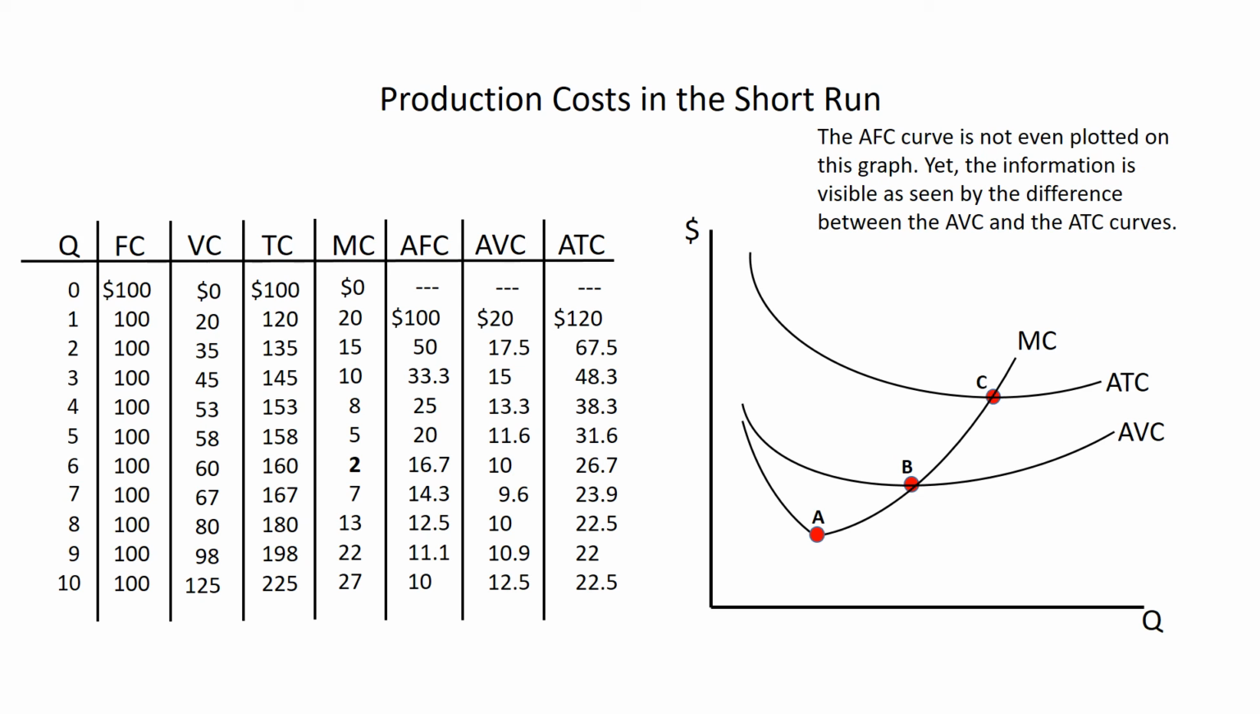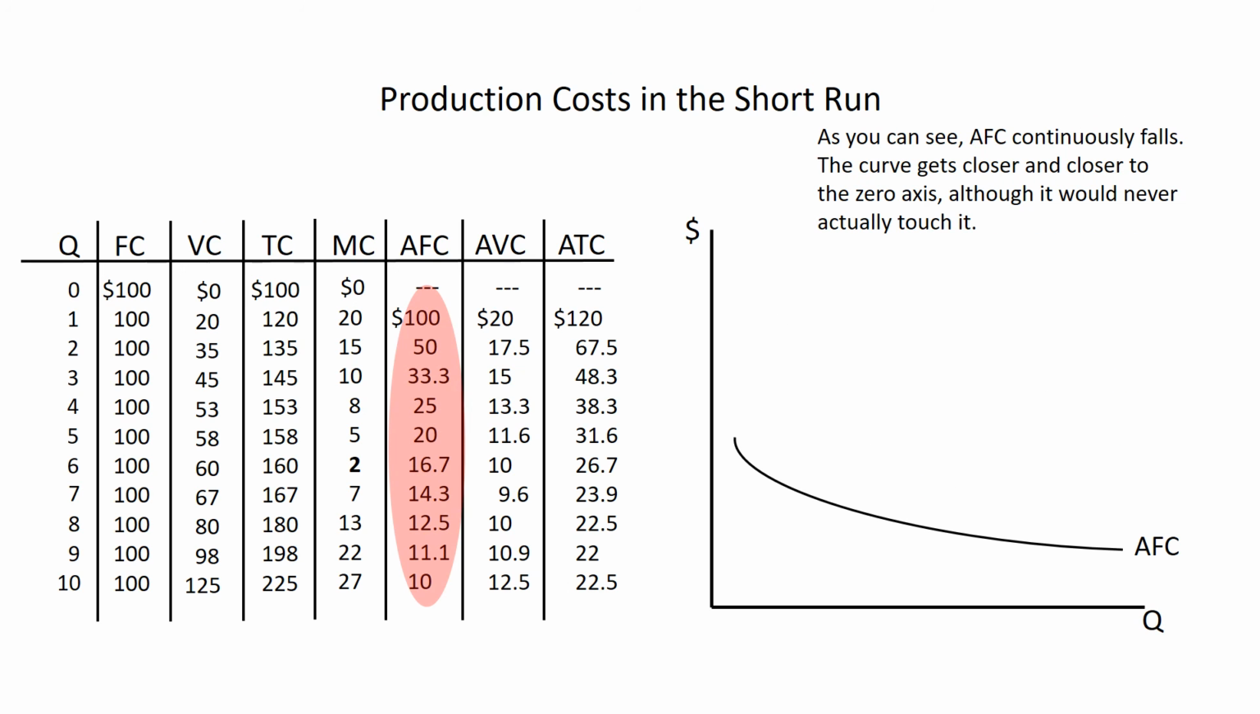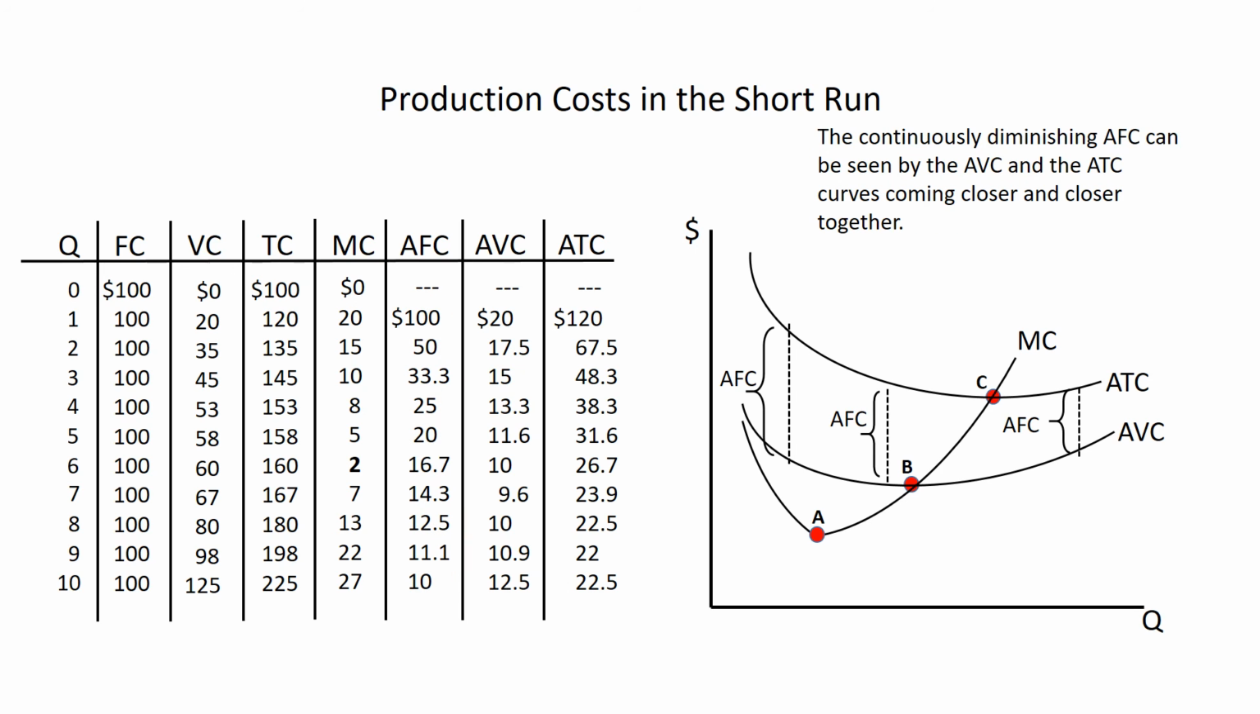The AFC curve is not even plotted on this graph, yet the information is still there. You can see that by the difference between the AVC and the ATC curves. Recall that the difference between the ATC and the AVC is the AFC. As you can see in the red shaded area, if we were to plot the AFC, it would continuously fall. The curve would get closer and closer to the zero axis, although it would never actually touch it. The continuously diminishing AFC can be seen by the AVC and the ATC curves getting closer and closer together.